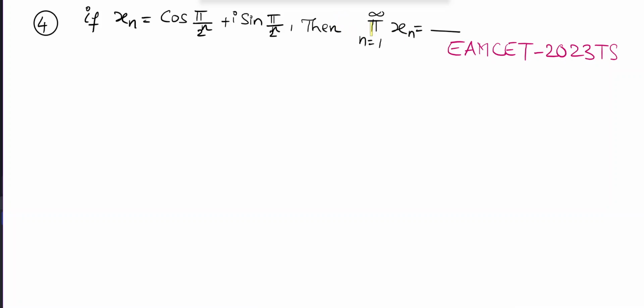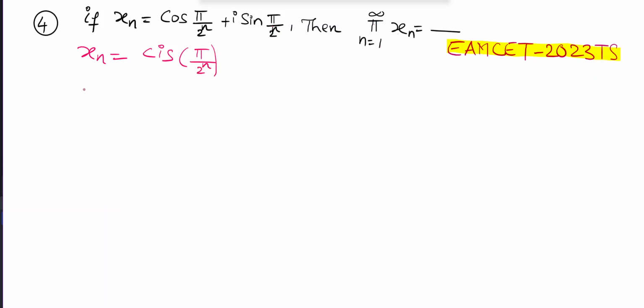This is the fourth question from De Moivre's theorem, EAPCET 23 TS. Here it is given x_n equals cos pi by 2^n plus i sin pi by 2^n. Then find the product from n equals 1 to infinity of x_n. Pi means the product of all values from 1 to infinity. So x_n is written as cis of pi by 2^n.